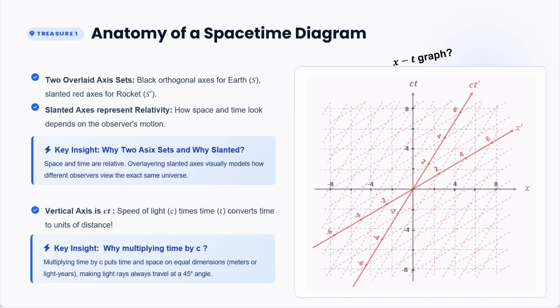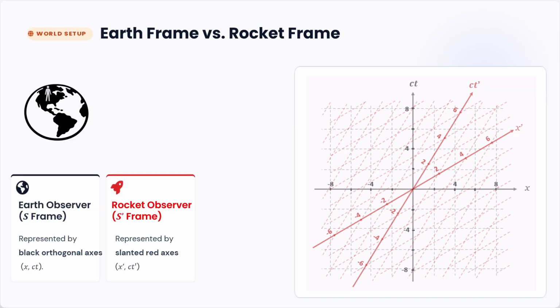Alright, that wraps up the basic structure of the space-time diagram. Now, let's set up our world building and jump right into hacking Treasure 2 and Treasure 3. Now, let's set up the world for today's scenario. Imagine a high-speed rocket passing right next to an observer on Earth in deep space, moving at a constant speed. The exact moment they pass each other is defined as time 0 for both Earth and the rocket.